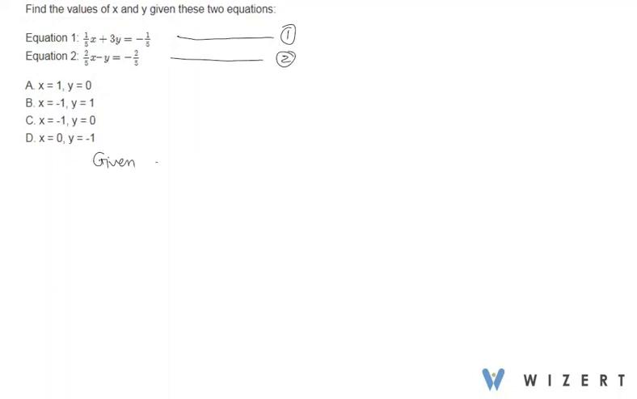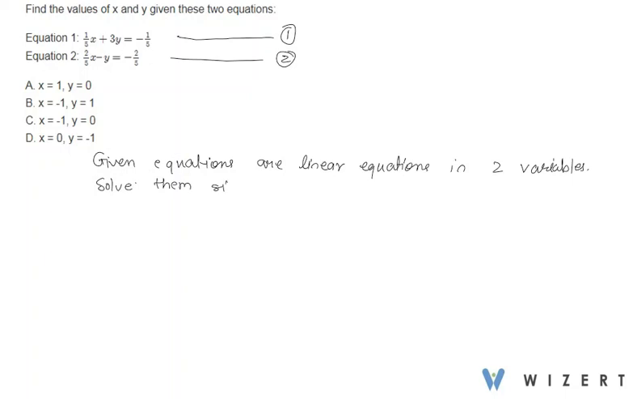So given equations are linear equations in two variables. So we will solve them simultaneously using substitution method. So here let's take equation 2.